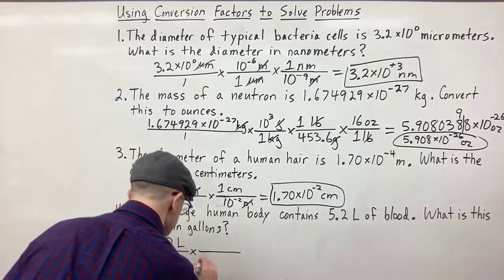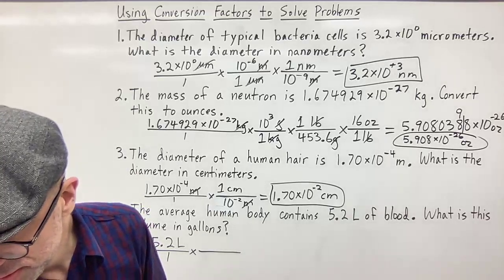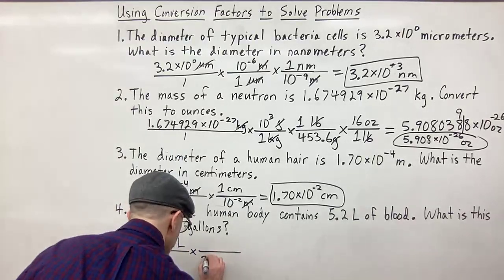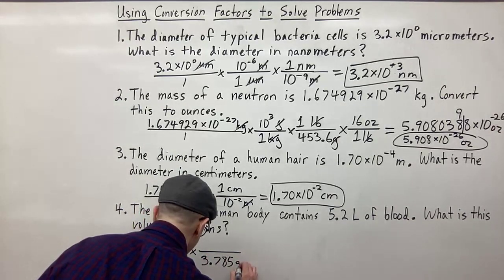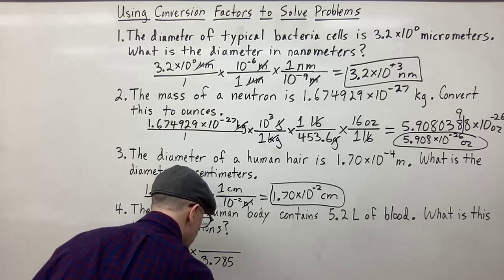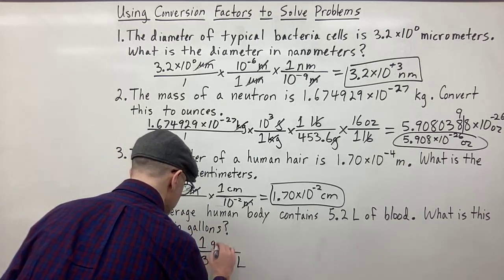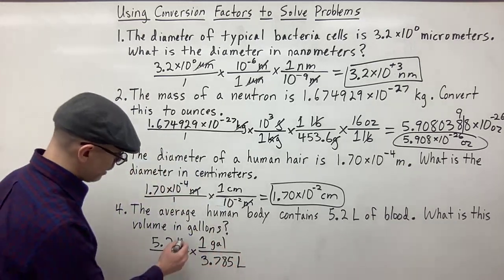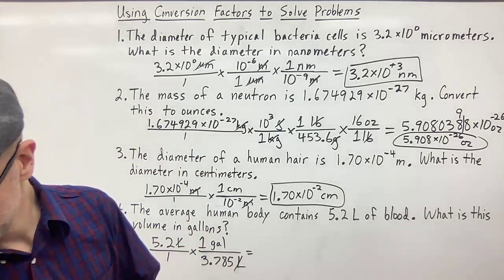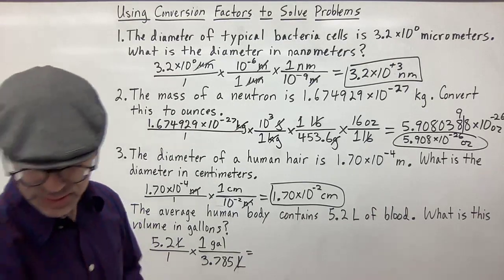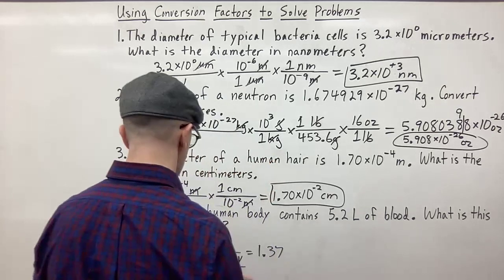So 1 gallon is 3.785, if I remember correctly. 785, yes. So 3.785 liters. Sorry, I was going to say gallons. Liters on the bottom and 1 gallon on top. Liters cancels out. And when I calculate this, I get 1.37 gallons.